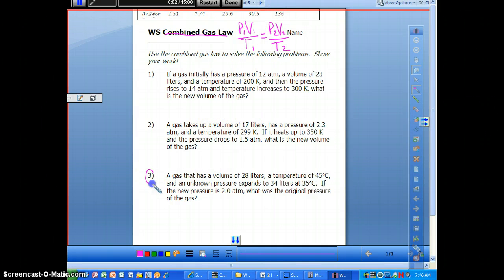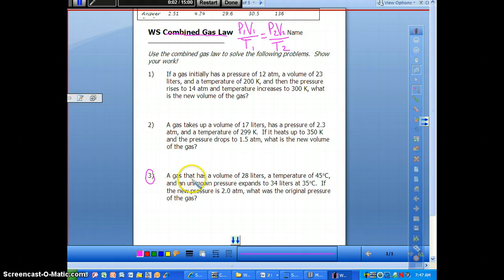Number 3 is the example we're going to do together. So go ahead and take a look at that. And as you read along with me, if you're able to identify the variables before I do, that's a good sign. We have a gas that has a known volume of 28 liters, a temperature of 45 degrees Celsius, and an unknown pressure expands to 34 liters and 35 degrees Celsius. If the new pressure is 2.0 atmospheres, what was the original pressure of the gas?